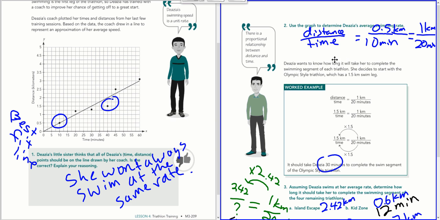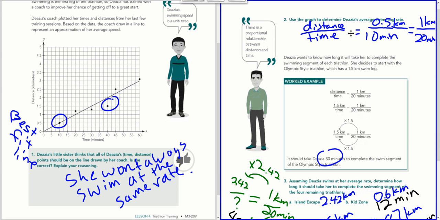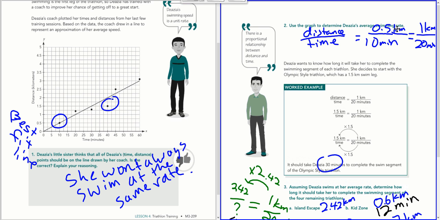Speaking of that, let's find and determine her average swim rate. If we take this point right here, which honestly works better than this point because this one's actually on the line and this one's not, we see that this one is 10 minutes to go 0.5 kilometers. So we wrote 0.5 kilometers over 10 minutes, and we converted that to 1 kilometer in 20 minutes because I wanted whole numbers here. And that's what they came up with. 1 kilometer in 20 minutes is our rate.